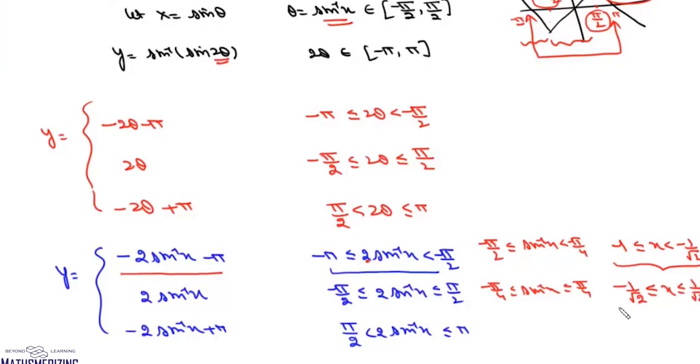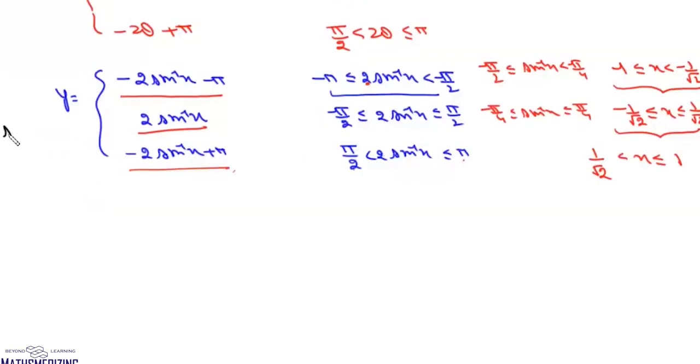So if x lies between minus 1 by root 2 and plus 1 by root 2, in that case we'll get this result as 2 sine inverse of x, and then here it will be pi by 4 and pi by 2. So pi by 4 is 1 by root 2 and pi by 2 is 1. So if x lies between 1 by root 2 and 1, then in that case this formula will be minus 2 sine inverse of x plus pi.